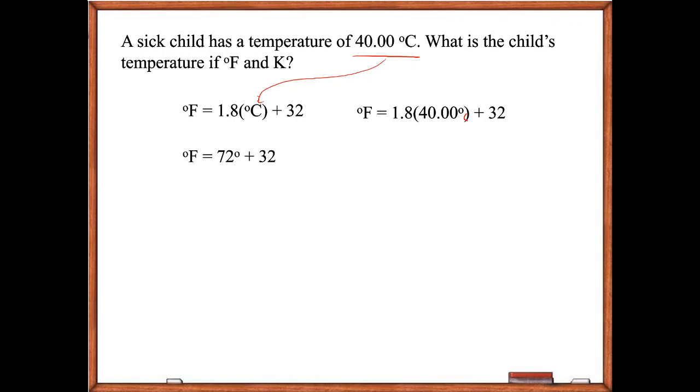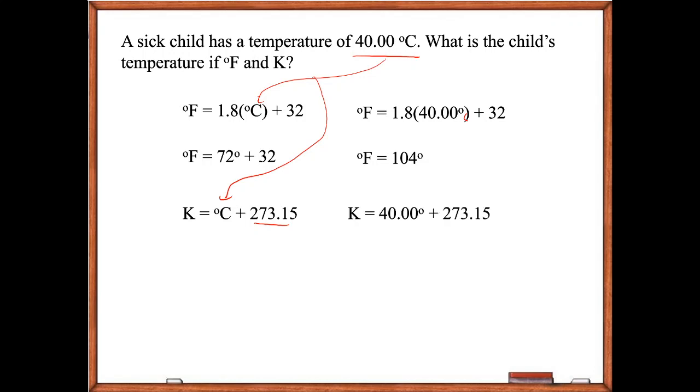Next, doing that math, you get 72 plus 32, which gives you 104. And that's degrees Fahrenheit, of course. And to go from Celsius to Kelvin, we just need to add 273.15. So we'll just take our degrees C, drop it in. We just take 40 degrees plus 273.15. So our temperature in Kelvin will be 313.15 Kelvin.